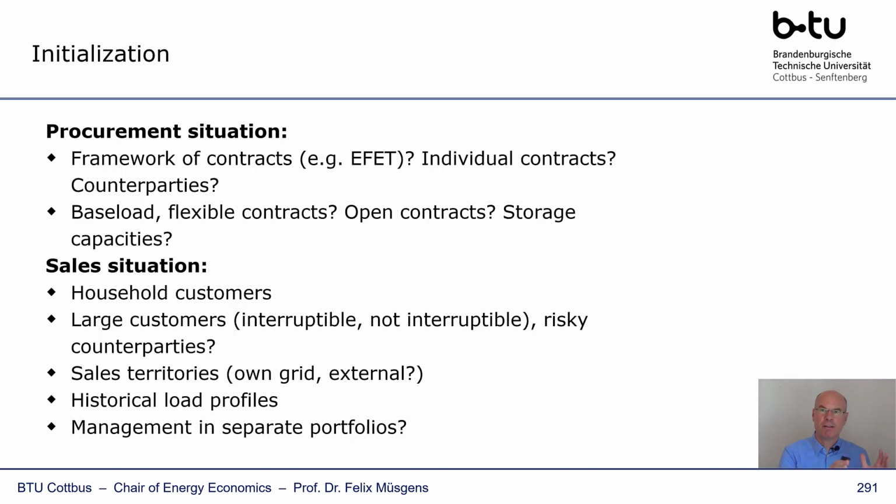Then that's the procurement. Last but not least, you check the sales situation. Household customers, large customers. Do we have any interruptible companies or clients where we can, at least for a certain period of time, interrupt? Or do we not have such customers? Do we have any particularly risky counterparties? Do we sell energy mostly in our own metropolitan region, so in our proximity, or in a municipality in our established sales areas?